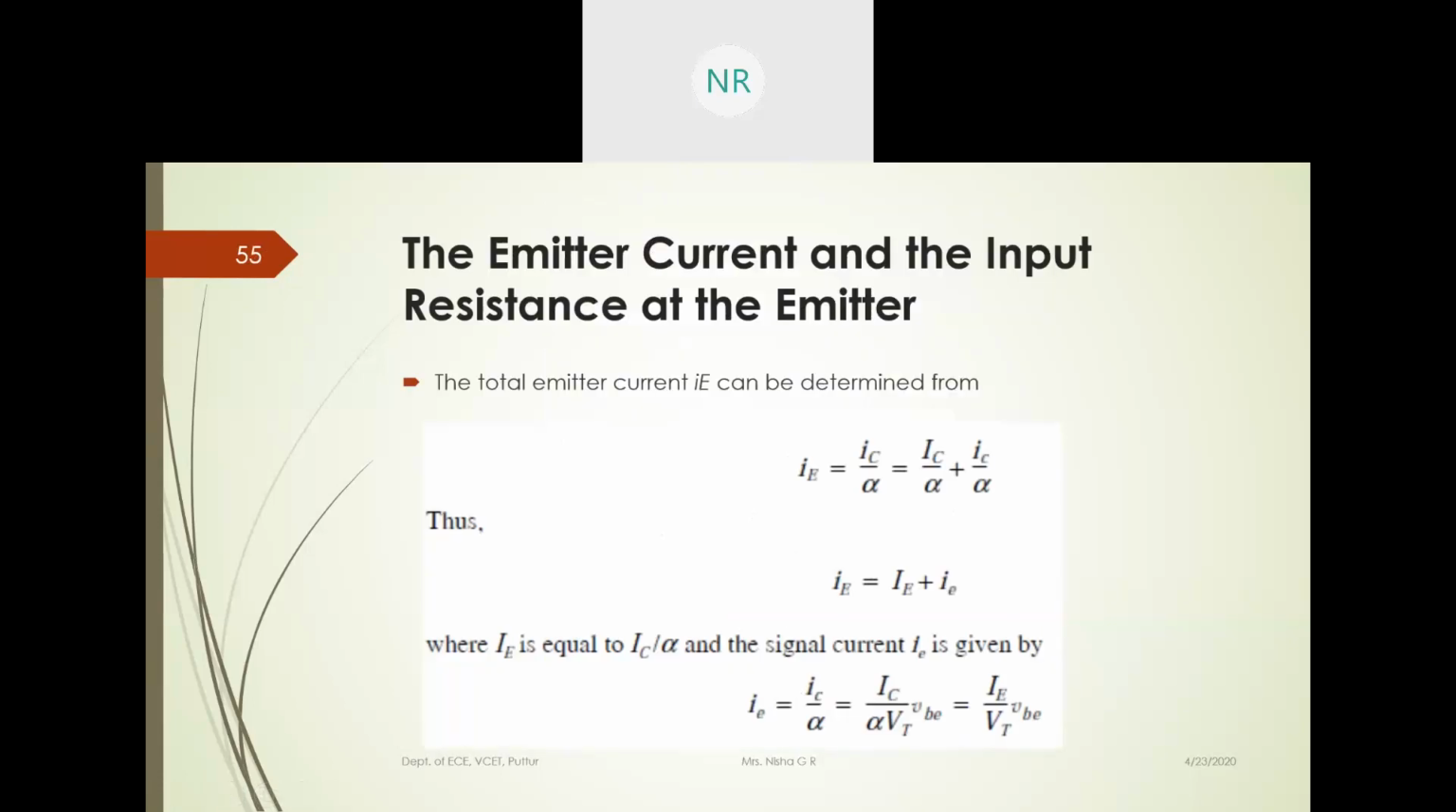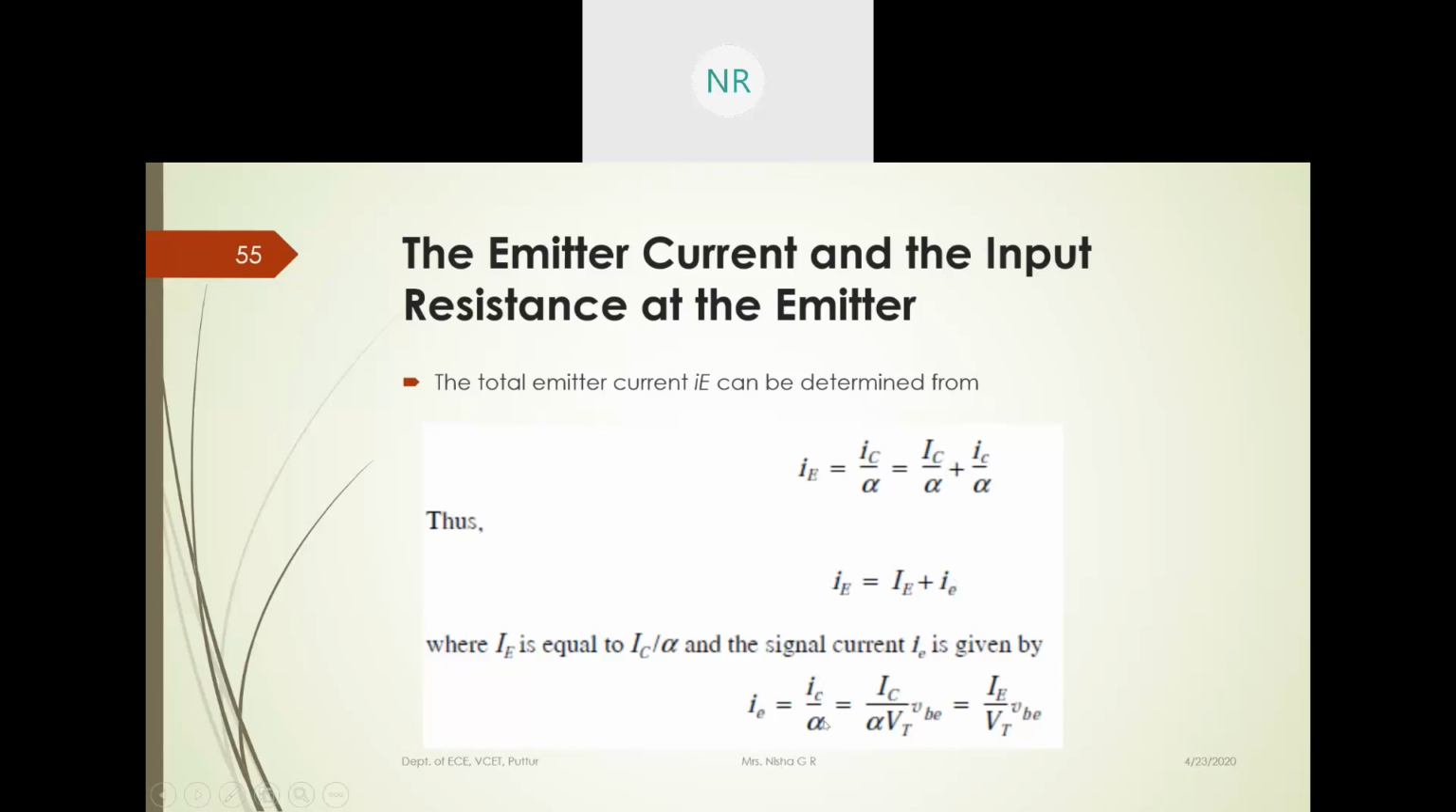Okay, next we are going to consider, see, collector is over, collector current is over, base current is over. Next, last one is the emitter current and the input resistance at the emitter terminal. So we know the IE-IC relationship. So IE is equal to IC by alpha. Similarly here, DC component, AC component. Here also DC, AC.